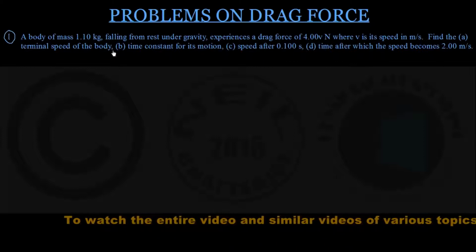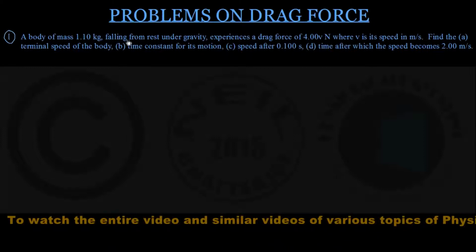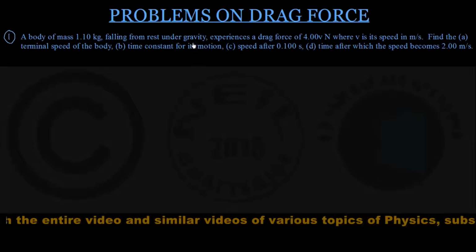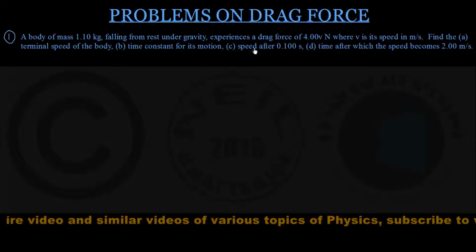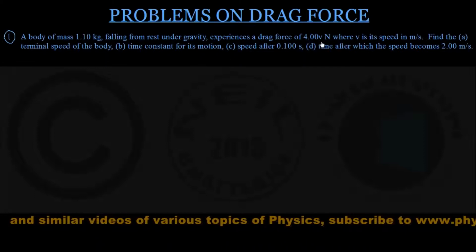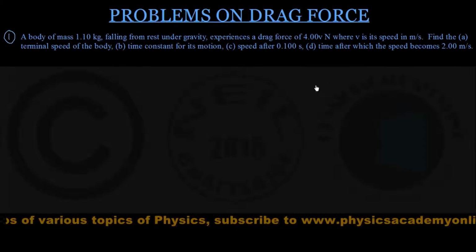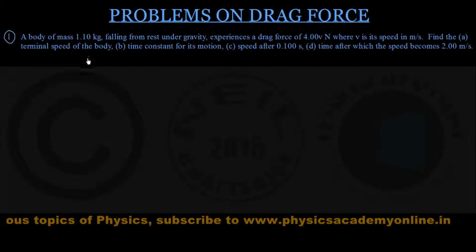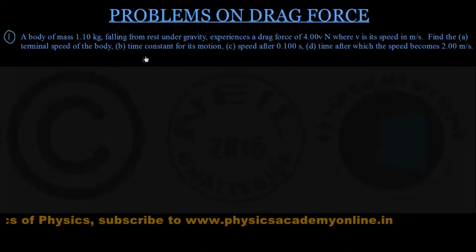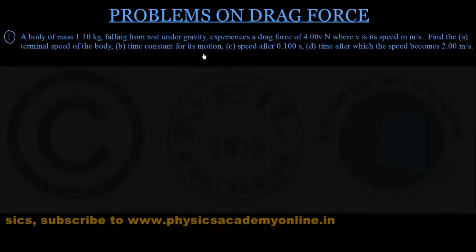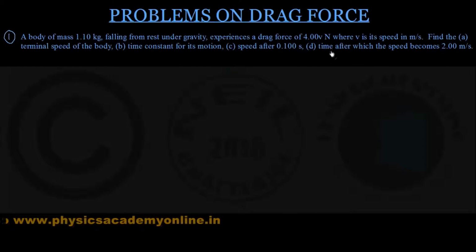A body of mass 1.10 kg falling from rest under gravity experiences a drag force of 4 V Newton, where V is its speed in meter per second. Find the terminal speed of the body, the time constant of its motion, speed after 0.1 second, and time after which the speed becomes 2 meter per second.